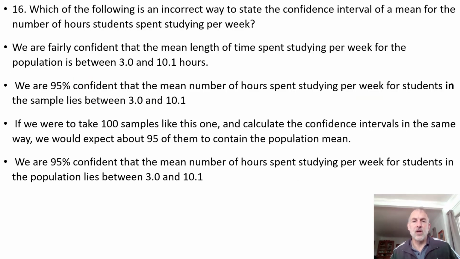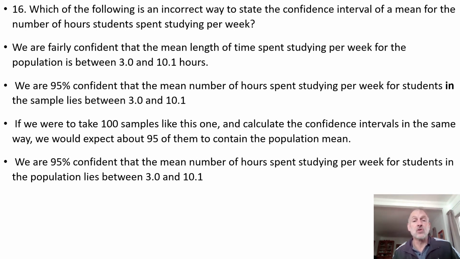Which of the following is an incorrect way to state the confidence interval of a mean for the number of hours students spent studying per week? In other words, the incorrect way. We are fairly confident that the mean length of time spent studying per week for the population is between 3 and 10.1 hours. We are 95% confident that the mean number of hours spent studying per week for students in the sample lies between 3 and 10.1.